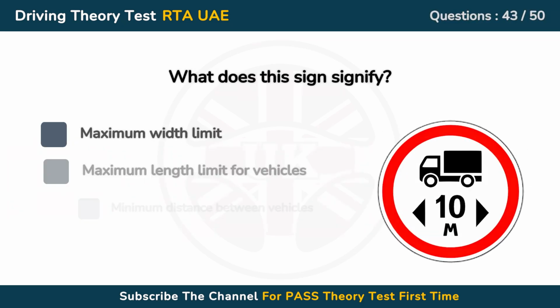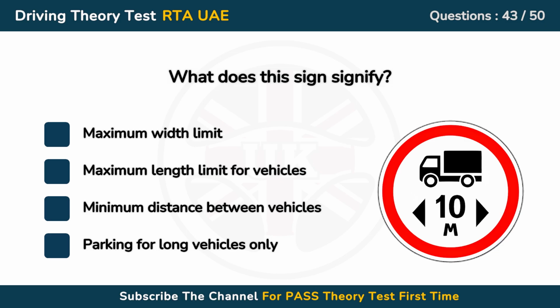Question 43. What does this sign signify? A, maximum width limit. B, maximum length limit for vehicles. C, minimum distance between vehicles. D, parking for long vehicles only.